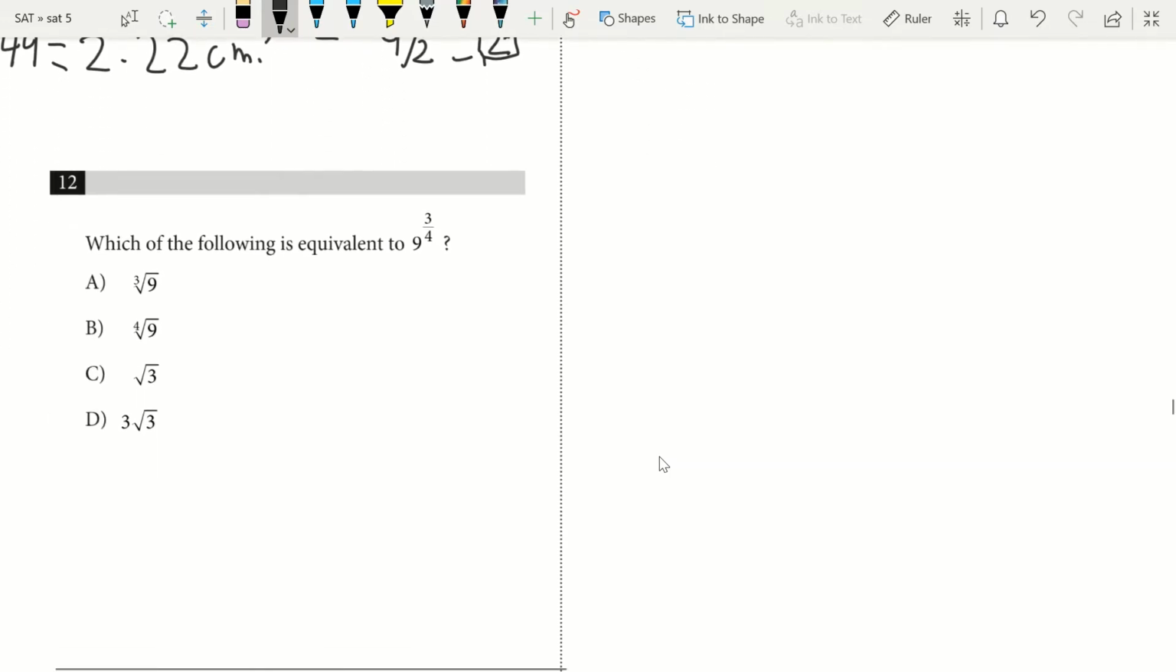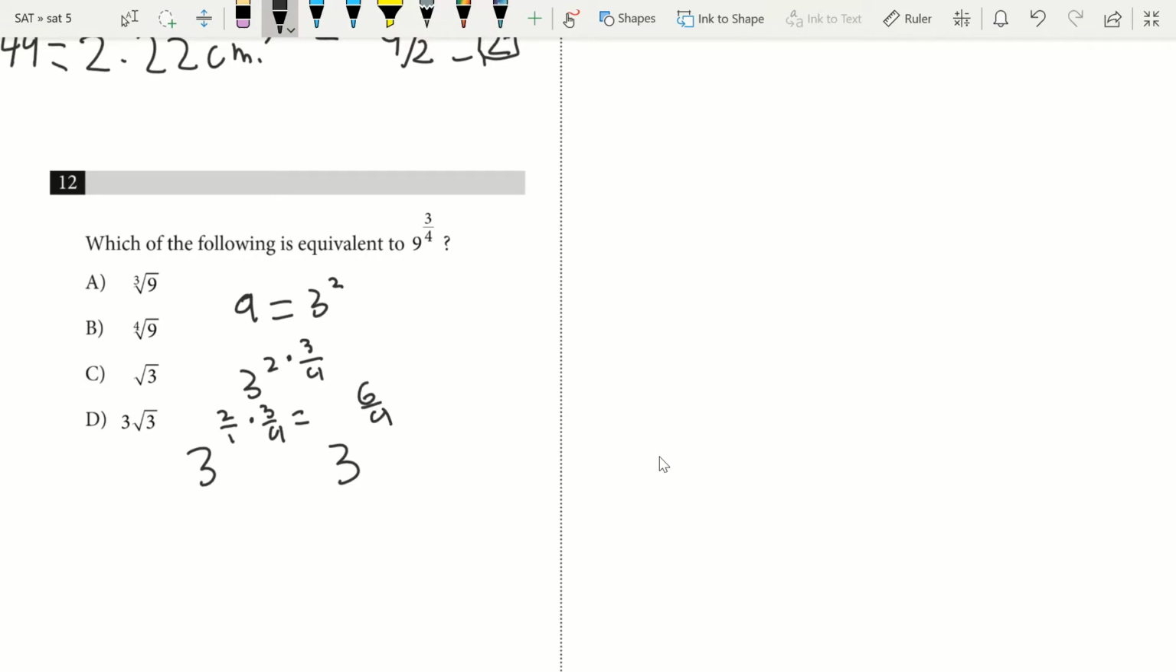Question 12. Which of the following is equivalent to 9 to the power of 3/4? Well, we know 9 equals 3 squared. So now we're going to have 3 squared times 3/4 in our exponent, right? So to solve this, what you're going to do is you're going to do 3, and then for your exponents, you're going to have 2/1 times 3/4, and then you just solve that like you would normally with fractions, right? So you're going to be left with 3 to the power of 2 times 3, which is 6, over 4 times 1, which is 4, so 3 to the power of 6 divided by 4, which can be simplified down to 3 to the power of 3/2.